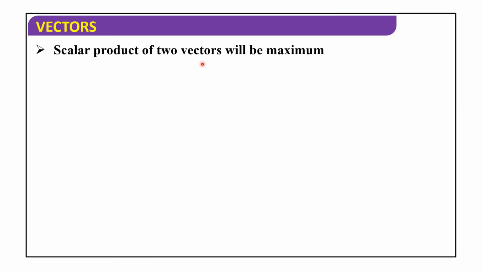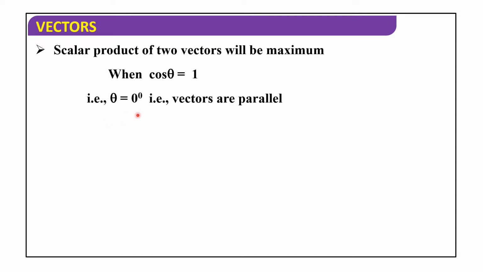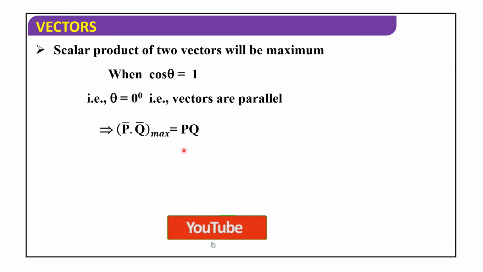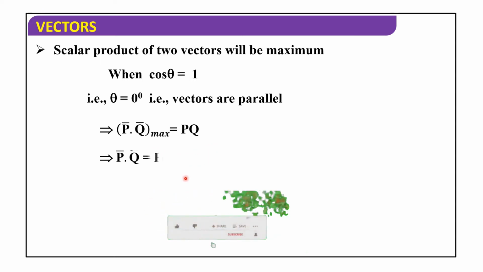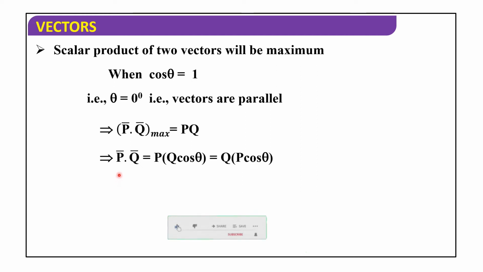Scalar product of two vectors will be maximum when cos theta equals 1, that is theta equals 0 degrees, that is, the vectors are parallel. When the two vectors are parallel, the scalar product will be maximum. So p bar dot q bar maximum equals pq, or p bar dot q bar equals p of q cos theta, that is equals q of p cos theta.